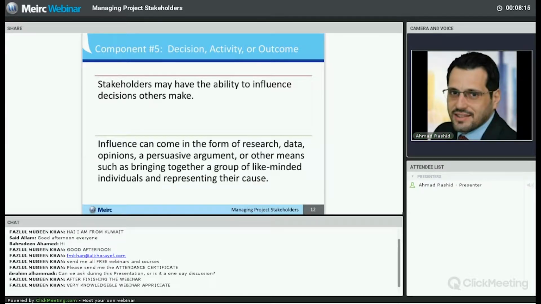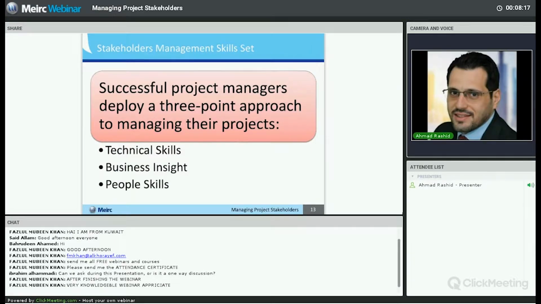Now, having said that, I want to move forward now after we defined stakeholders from different perspectives. I want to talk a little bit about the management skill set that we need in order to succeed in managing our stakeholders' expectations. So basically, we have 3 needed skills, and I refer to it as the balanced approach. A good project manager actually will deploy a 3-point approach to managing their projects and their stakeholders involved in the project. They need to balance between technical skills, business insights, and people skills.